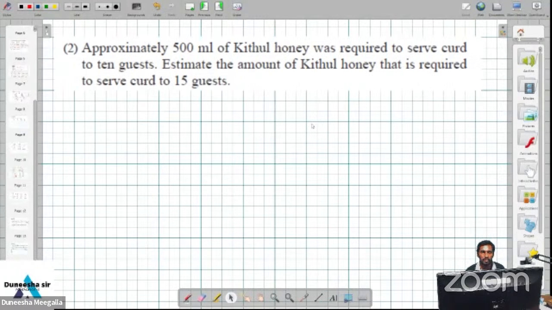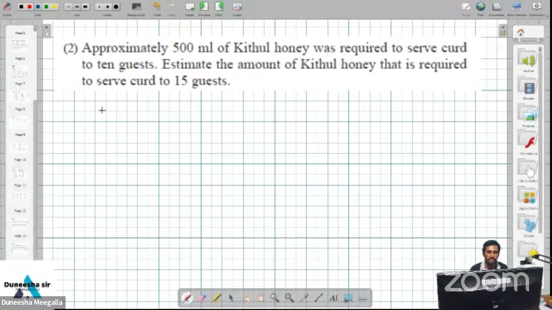Approximately 500 milliliters of Ketul honey was required to serve curd to 10 guests. Estimate the amount of Ketul honey required to serve curd to 15 guests. Can you get it?